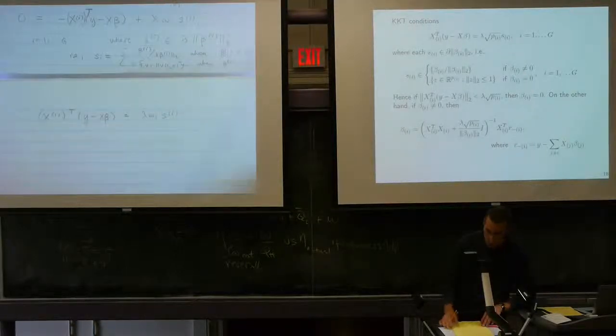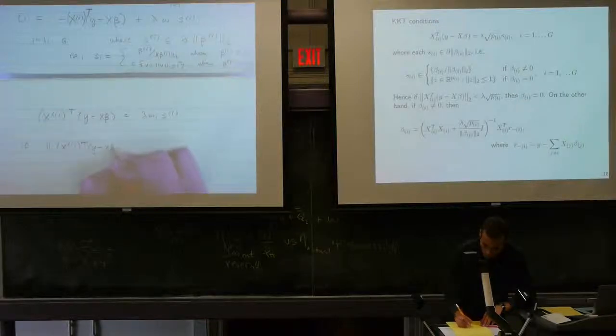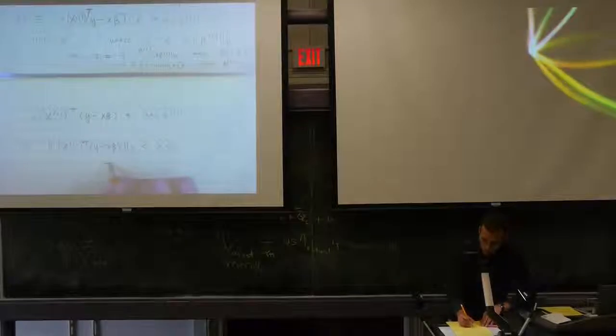Okay, so now we get a similar rule, which is, let's suppose we observe that for the ith block of variables, we look at the L2 norm of its inner product with the residual, and we see that it's less than lambda times w_i. What does that imply now?